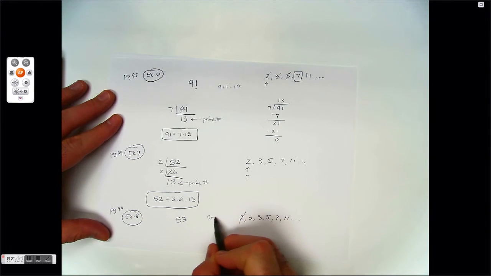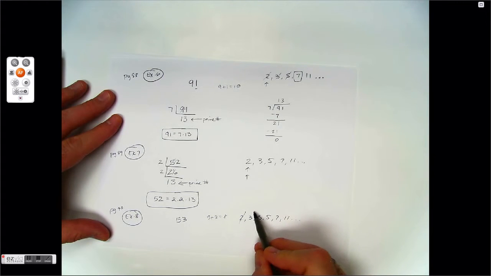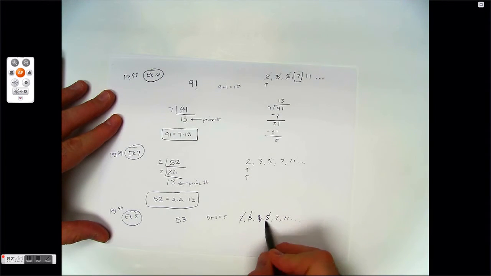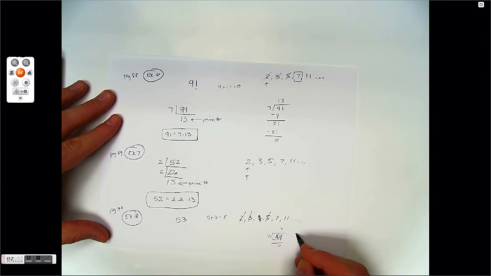Does 3? Well, 5 plus 3 is 8, which is not divisible by 3. And I'm sorry, I wrote an extra 3 here. So does 5? No. 5 doesn't, because it ends in 0 or 5. We'll try 7. 7 goes into 53. Let's say 7 times 7 is 49. Do our subtraction here. We get 4. There's a remainder. 7 times 8 is 56. That's too big. So 7 does not go into 53 evenly.